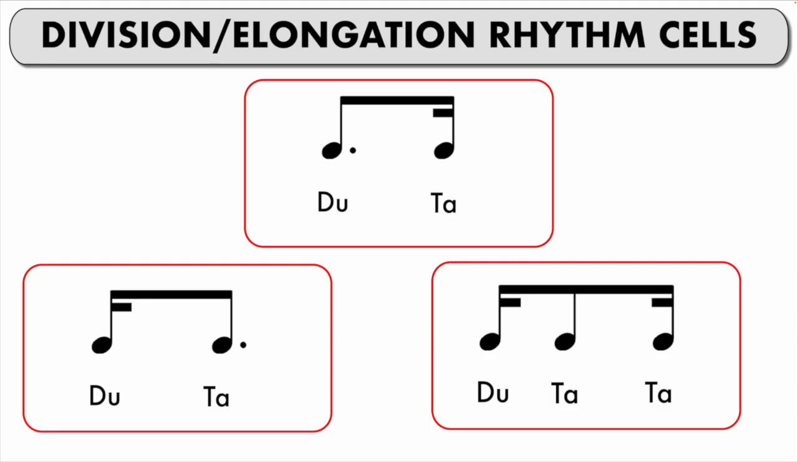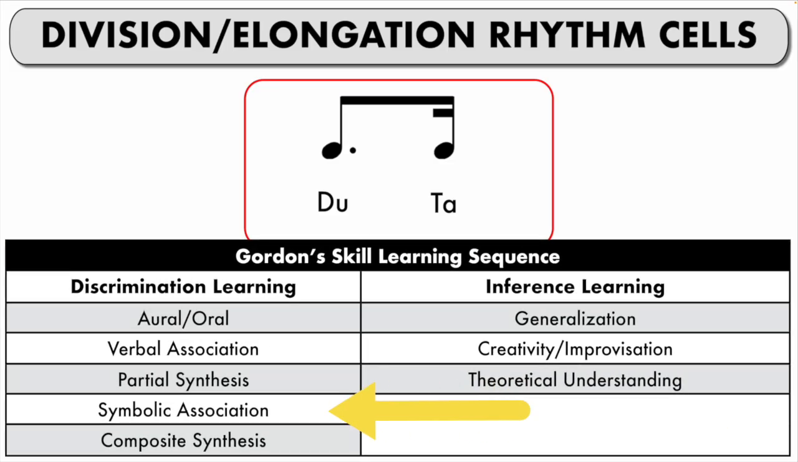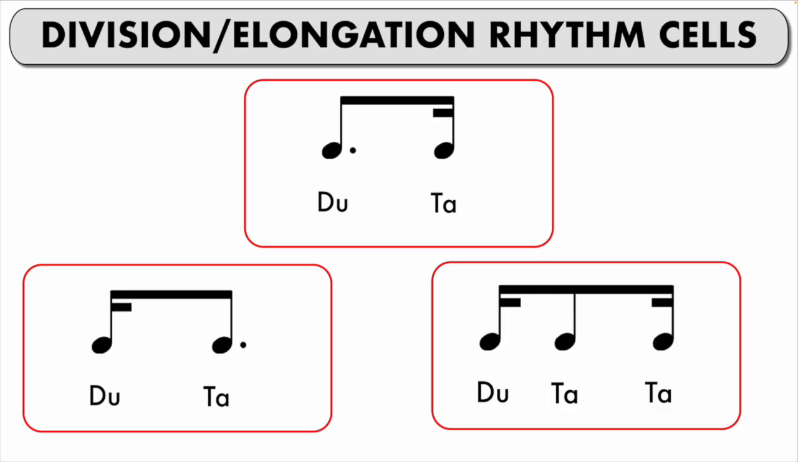I'm about to teach students division elongation in duple meter. Let's assume that I've already done it at the oral and the verbal association level. And now here I am at the symbolic association level, and I'm going to teach students 3 rhythm cells. Do-ta, do-ta, and do-ta-ta. So we chant these each a few times. Chant the first one, then the second one, then the next one. Then I might point to each individual one and see if students can do it without me.